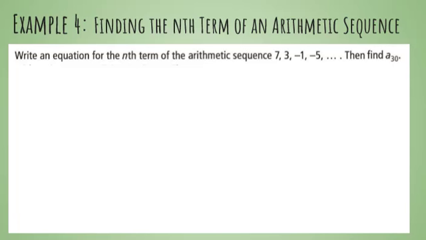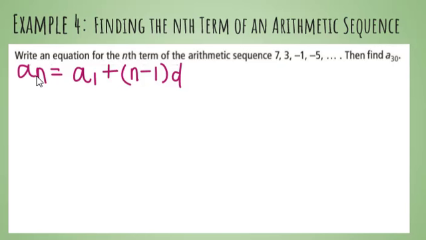So example 4 is finding the nth term of an arithmetic sequence. So it says write the equation for the nth term and then find the 30th term. A sub 30 refers to the 30th term. So there's going to be two separate answers to this problem. One is the nth term equation, and then one is the 30th term. So I'm going to write down that nth term equation that we saw in the last slide. So a sub n equals a sub 1 plus n minus 1 times d.